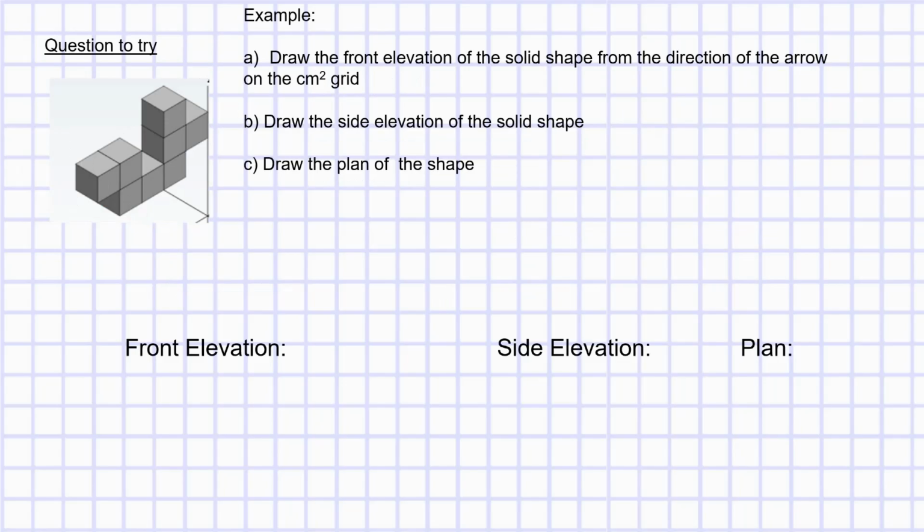Here's a question for you to try. I'd like you to draw the front elevation of the solid shape from the direction of the arrow, the side elevation of the shape, and then a plan of the shape. Please have a go on centimetre squared paper, and when you're ready for the answer, press play.